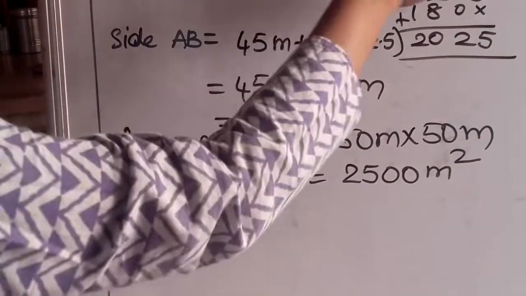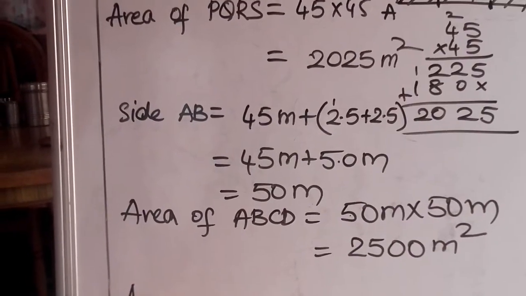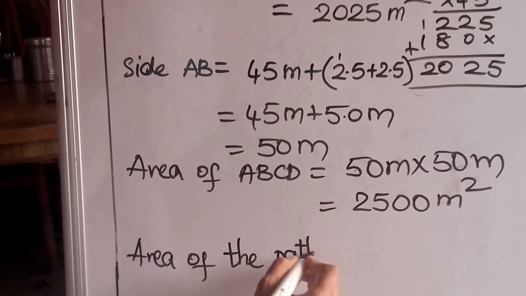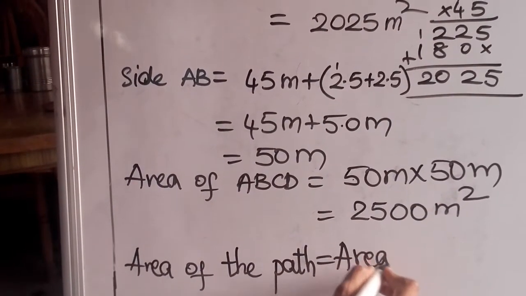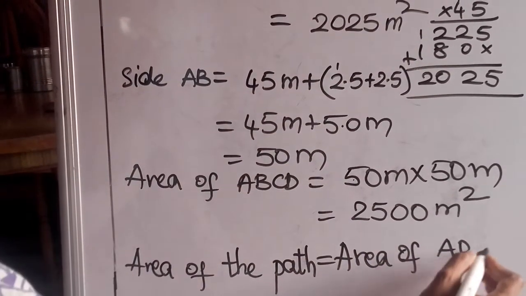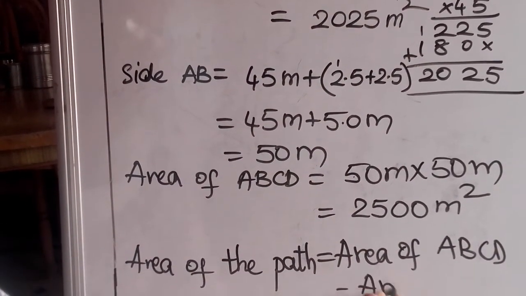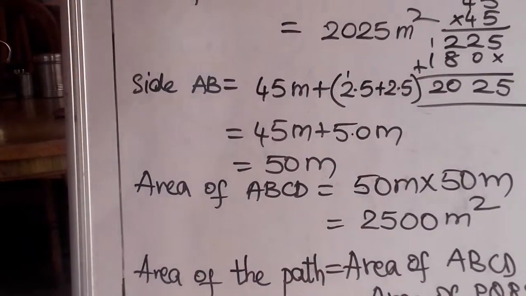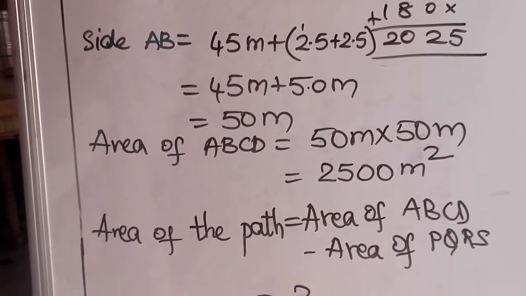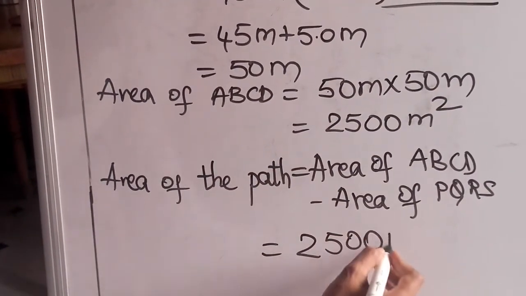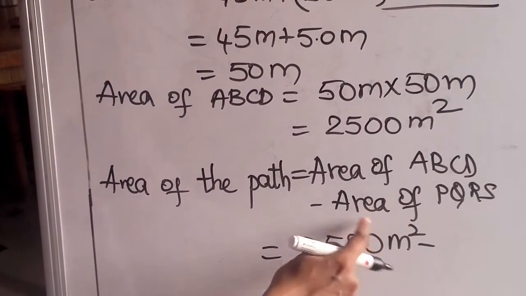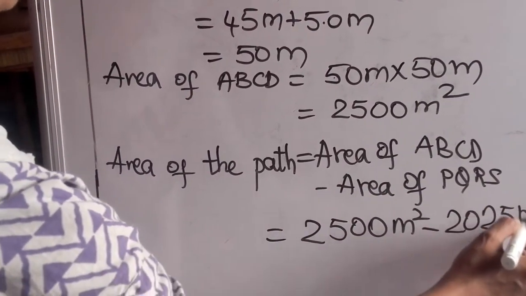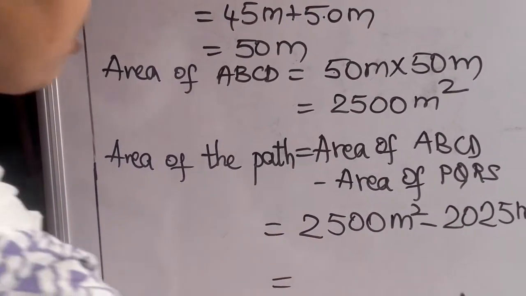Now what we are going to find out? The area of the path. Area of the path is equal to area of ABCD, the external square, minus area of internal square, which is PQRS. Understood this? Area of ABCD is given as 2500 meters square minus area of PQRS is 2025 meters square. So let's subtract this in the rough column.